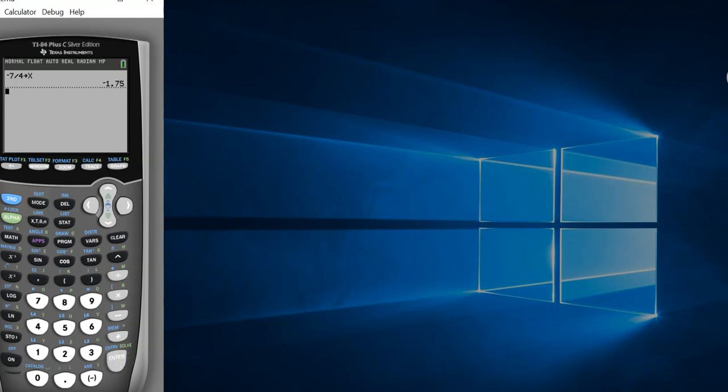And now I can go 9 to the power of, and I'll just use brackets here, 2x plus 1, and hit enter. And the right side was 1 divided by 243, right? So in theory, they should be the same. Okay, so if they're the same, which they are, then you have verified.